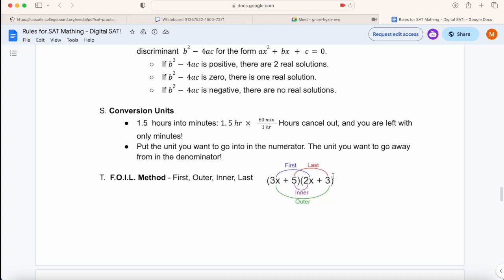Is that somewhat familiar? Have you seen that before? Maybe you just haven't heard the term FOIL. Yeah, I've seen it before. Yeah, you've seen that before. So let's go back to the question.